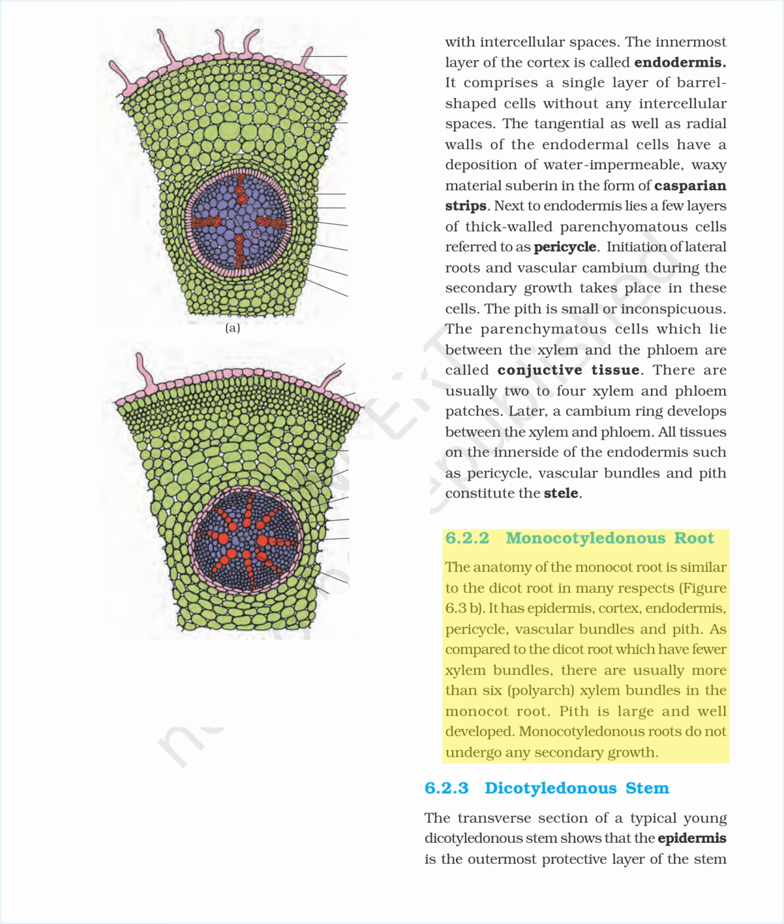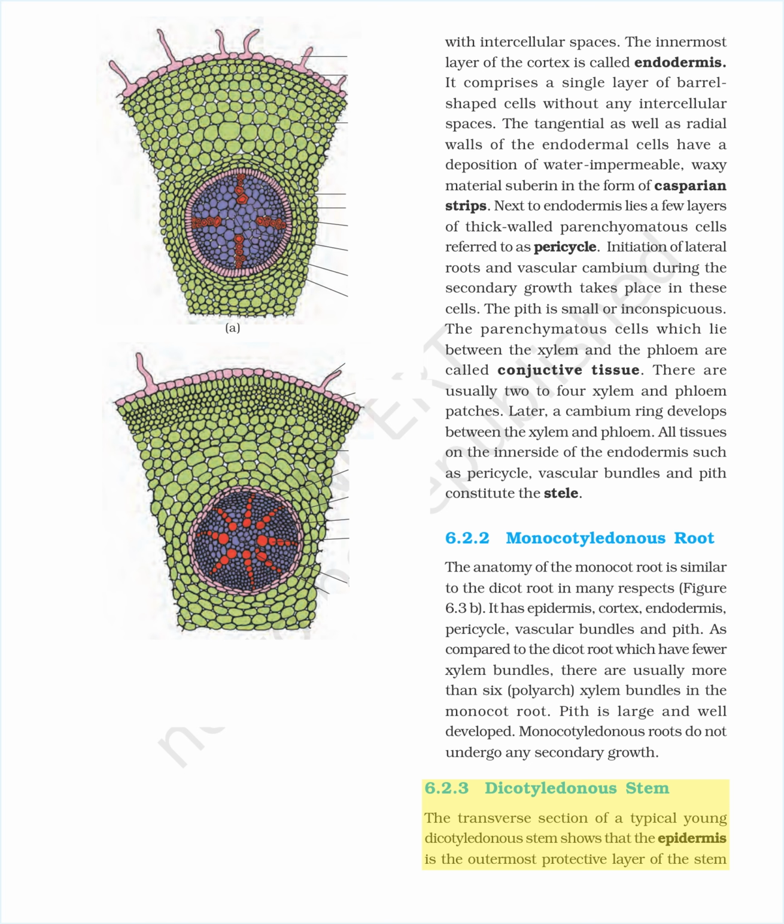6.2.2 Monocotyledonous root. The anatomy of the monocot root is similar to the dicot root in many respects, figure 6.3b. It has epidermis, cortex, endodermis, pericycle, vascular bundles and pith. As compared to the dicot root which has fewer xylem bundles, there are usually more than 6 polyarch xylem bundles in the monocot root. Pith is large and well developed. Monocotyledonous roots do not undergo any secondary growth.